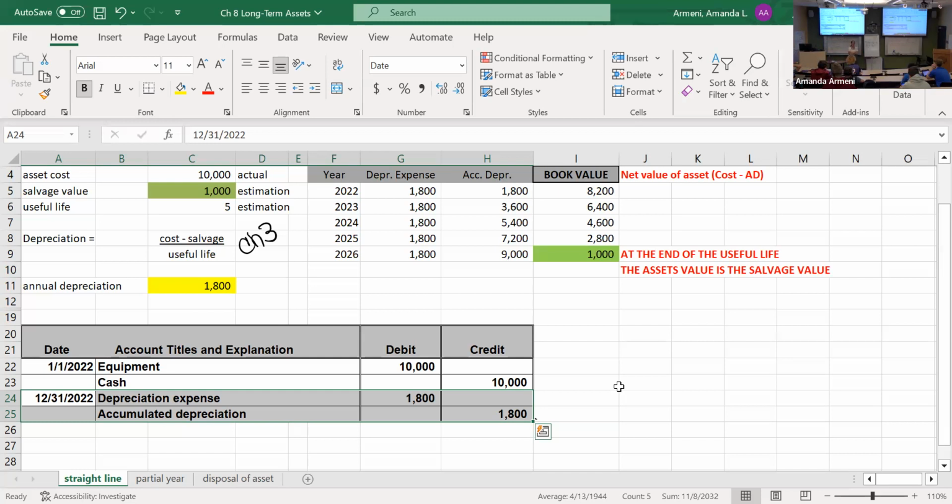Can someone raise their hand and remind us what kind of account is accumulated depreciation? Josh. Contra asset. It's going against, it's decreasing the value of the asset. And when we see that presented, because remember, assets go on our balance sheet, accumulated depreciation needs to go right with the asset that it belongs to. So in this circumstance, we would see equipment, $10,000, and right underneath it on our balance sheet, accumulated depreciation, negative $1,800, because it's decreasing the value.